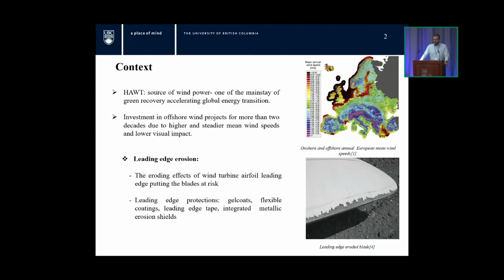But offshore wind is particularly troubled by leading edge erosion, which results from debris or moisture damaging the leading edge of the wind turbine airfoil, putting the blade at risk and causing failures or, at best, degraded aerodynamic performance. There have been efforts to protect the leading edge of wind turbines using a variety of techniques, including gel coats, flexible coatings, leading edge tape, integrated erosion shields, and so forth.